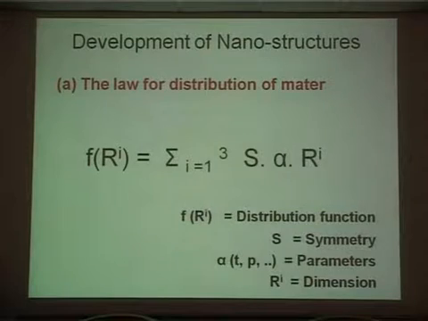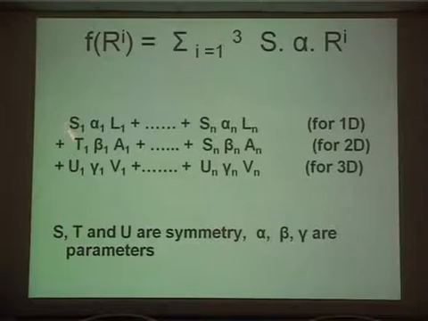Let us expand these equations. If I expand these equations, I get similar terms like this. This is defined for 1D. If I take it like this, it is for 2D, and this is for 3D. Here S, T and U are the symmetries that I explained before. These are the sets of external perturbations, or the parameters that all the experimentalists play with.